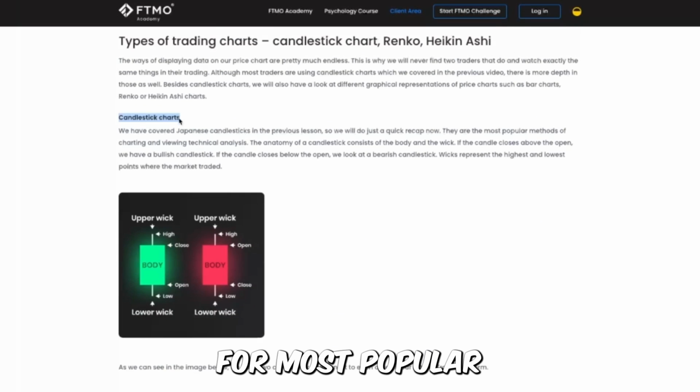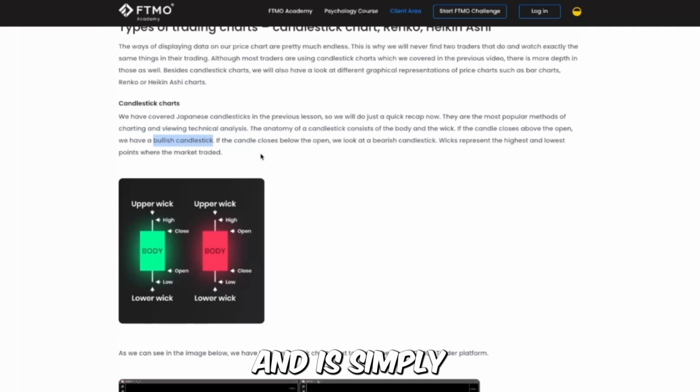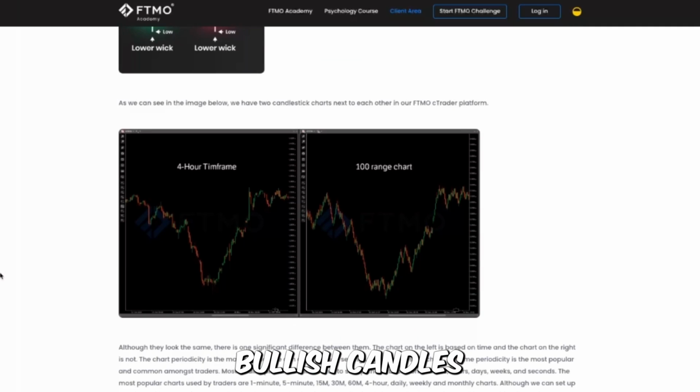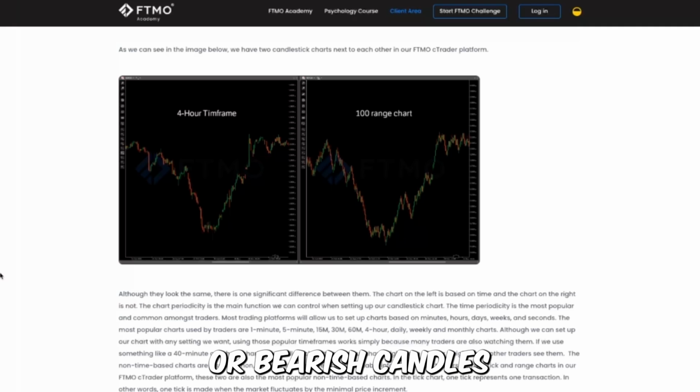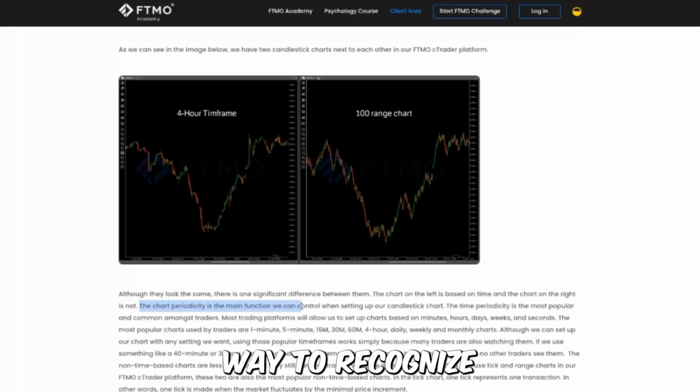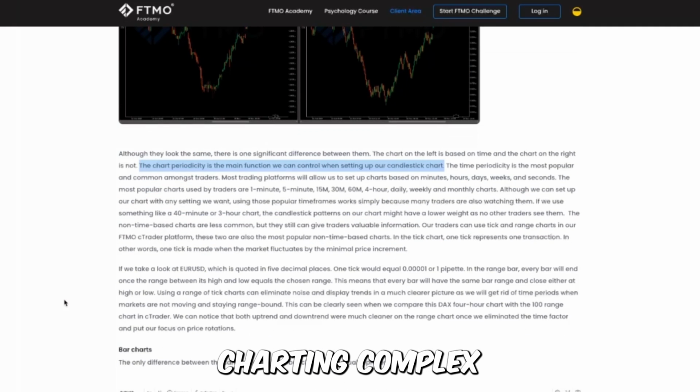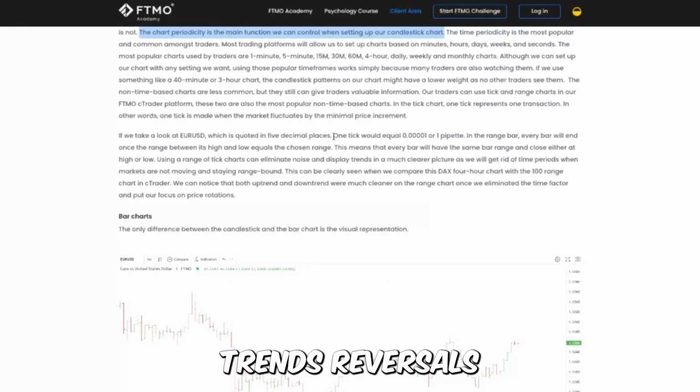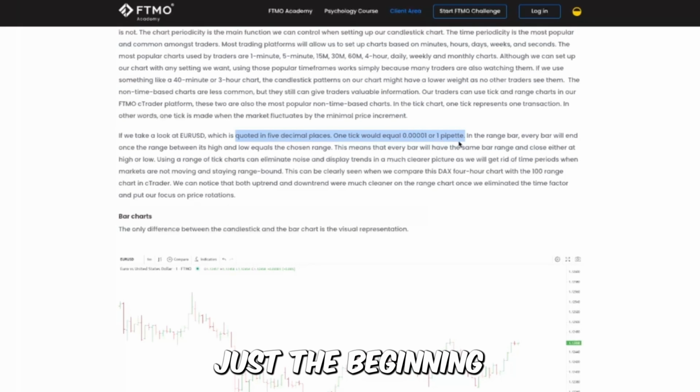Starting with the candlestick chart, the most popular and versatile option, they show open, high, low and close prices in a simple yet detailed way. Bullish candles close higher than the open, while bearish candles do the opposite. This is a very easy way to recognize a trend within your charting. Candlesticks are perfect for spotting trends, reversals, and price levels. However, they're just the beginning, really.